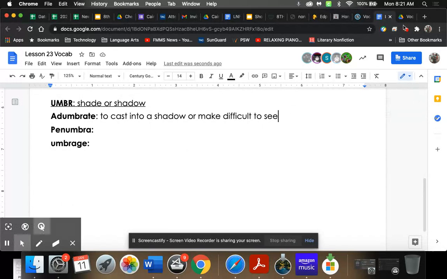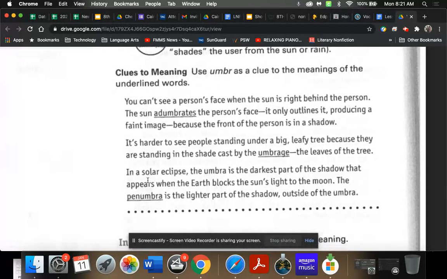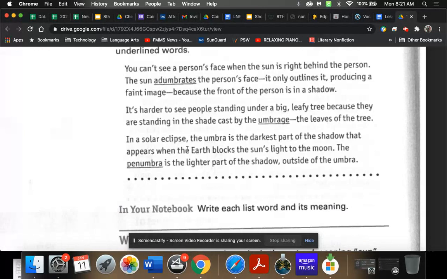The next one is penumbra. For some odd reason, the book goes out of order. We'll look at the last sentence. It says, in a solar eclipse, the umbra is the darkest part of the shadow that appears when the earth blocks the sun's light to the moon. The penumbra is the lighter part of the shadow outside of the umbra. So if you look at a shadow, the penumbra is the lighter part of the shadow. It's not the deep, dark part of the shadow. It's the lighter part on the outside, okay?